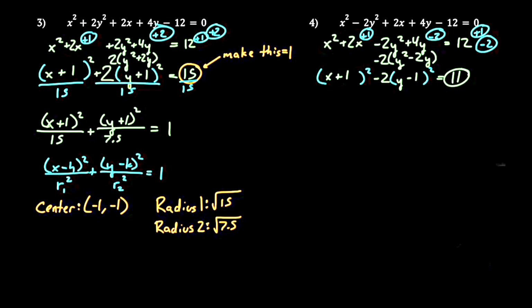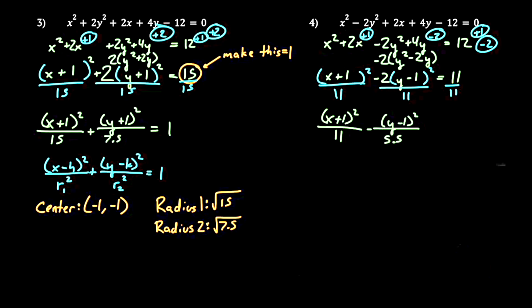Just like before, I want to make this a 1 to put it in standard form. So I'll do that by dividing everything by 11. But just like before, I don't want to have this minus 2 in the top of this fraction, so I'll leave the (y minus 1) squared where it was. But then instead of having 11 on the bottom, I'm going to divide the top and the bottom by 2. We'll get rid of the 2 on top. And then on bottom I'd have 5.5. Over here this just equals 1.